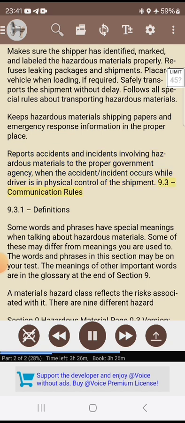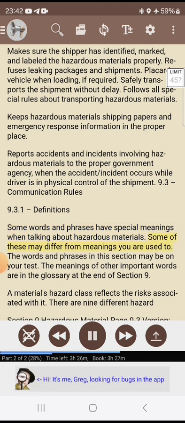9.3 Communication rules. 9.3.1 Definitions. Some words and phrases have special meanings when talking about hazardous materials. Some of these may differ from meanings you are used to. The words and phrases in this section may be on your test. The meanings of other important words are in the glossary at the end of section 9.